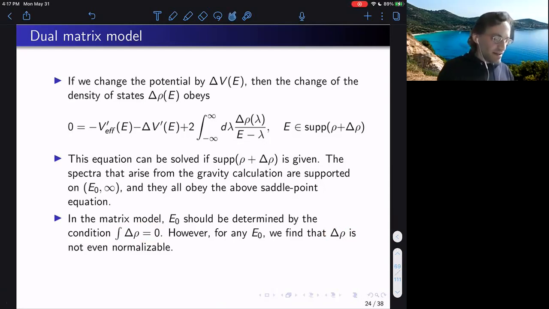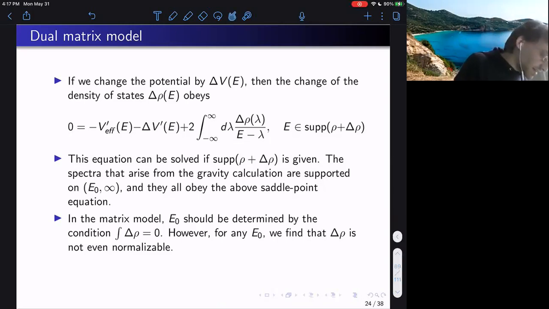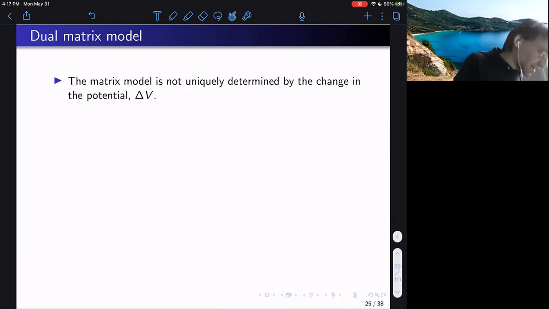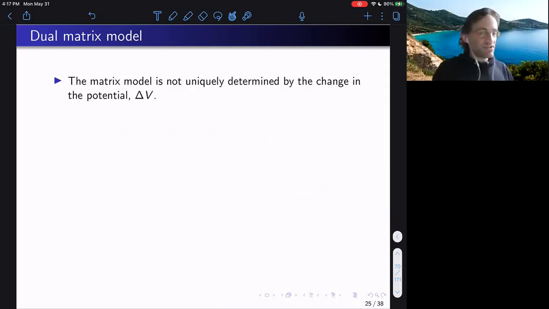This is basically just a symptom of the fact that I'm computing all these quantities directly in the double scaling limit. So delta rho is the change of the density of states in the double scaling limit. Perhaps it's not surprising that some infinities are coming about, but I'll tell you how we think of this on this slide. So basically the conclusion is that the definition of the matrix model dual to the end of the world branes is not uniquely determined by the change in the potential delta V, even though naively that's what it might seem to be.